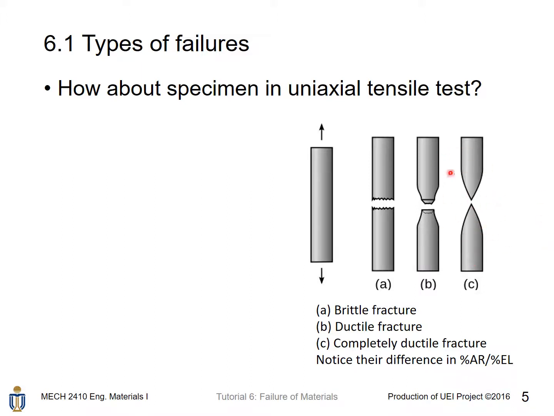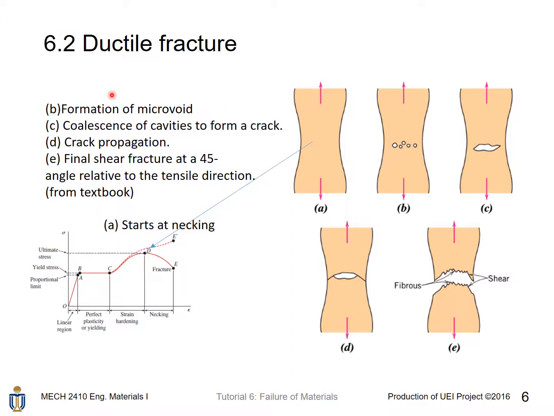For C, the third one, it is a completely ductile fracture. At the broken position, the material deformed completely, and as you expect, the percentage of area reduction and the percentage elongation will be the largest among these three. For a material undergoing a uniaxial tensile test, after the strain hardening region, at point D, necking will start. Basically, at some part of that bar, the diameter at that particular position will start to contract, just like picture A, and at the necking position it will fail.